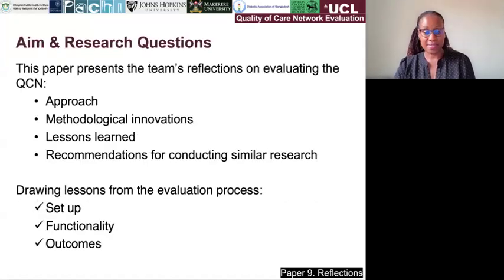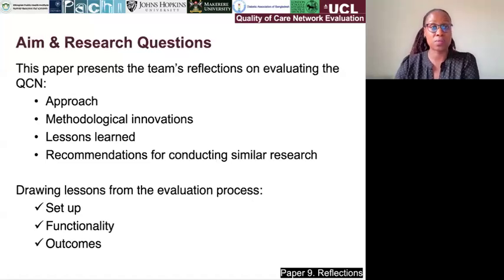This paper summarizes the evaluation team's reflection on the evaluation, which took place over a period of 3.5 years. It was multi-country, it was multidisciplinary. It was quite a complex piece of work. And in this paper, we aim to examine our approach in conducting the evaluation to consider if we had any methodological innovations and also ask ourselves what lessons we had learned. And overall, our purpose was to produce recommendations for conducting similar research and evaluations elsewhere. If I could go to the next slide, please.